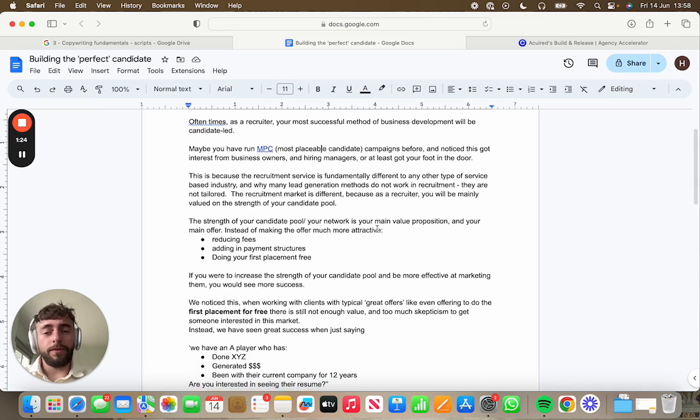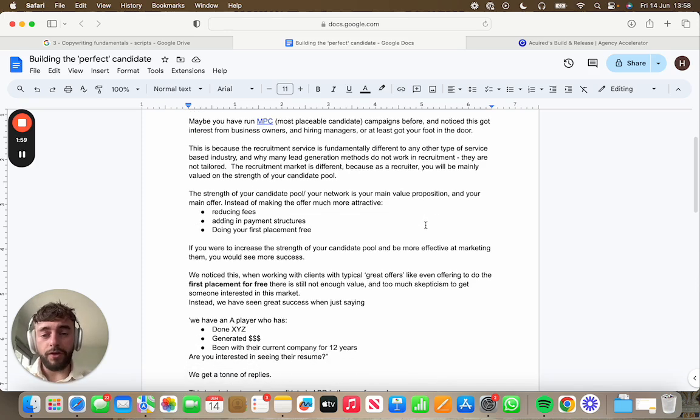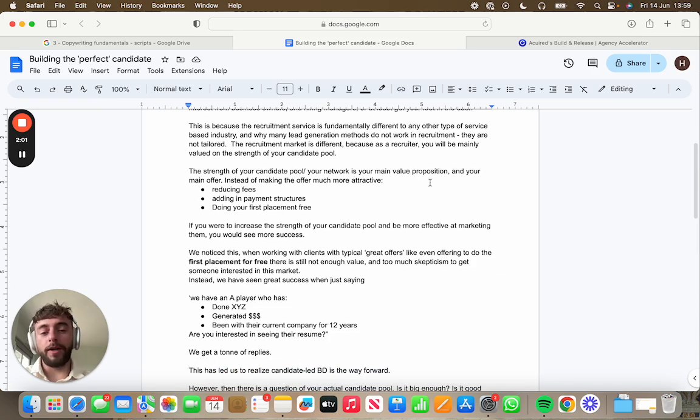Before I get into all of that, there's a fundamental reason why recruitment is different to many other industries, right? That's why many other lead generation companies do not work in recruitment, because they're not tailored to this specific industry. This market is different because as a recruiter, you'll mainly be valued or judged on the strength of your candidate pool rather than your process. If it's an AI-driven process, machine learning, automated, you've got all of these things, that's not attractive to the company. The only thing that's attractive to the company is your network or access to high quality talent. That's the truth.